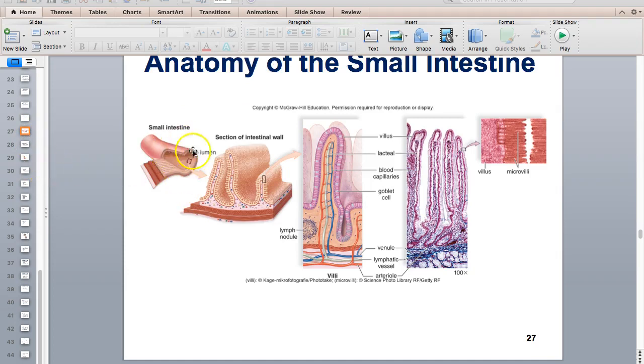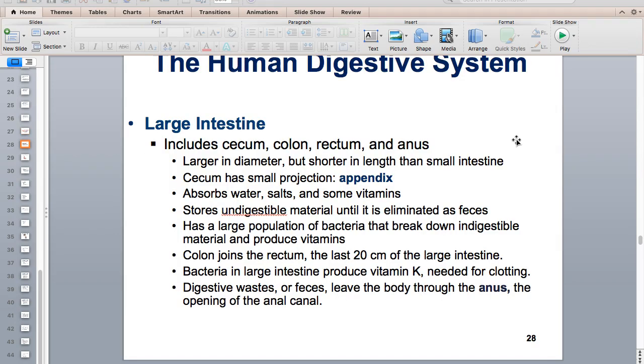And so if you look here, this is the lumen, the very inside. If you zoom in on it, you can see these projections, okay? If you look at one villus, you also have microvilli on that villus, right? So here's your villus, and then you zoom in and you can see the microvilli there. Again, increasing surface area. All right, so from the small intestine, you move into the large intestine, okay?